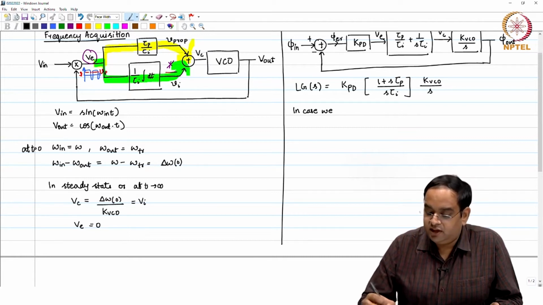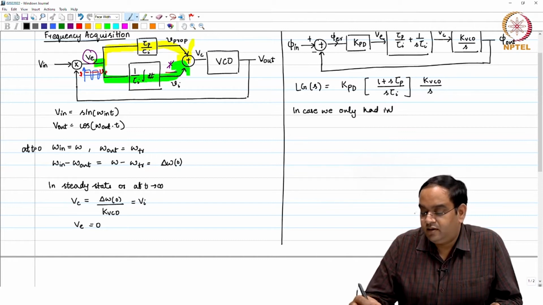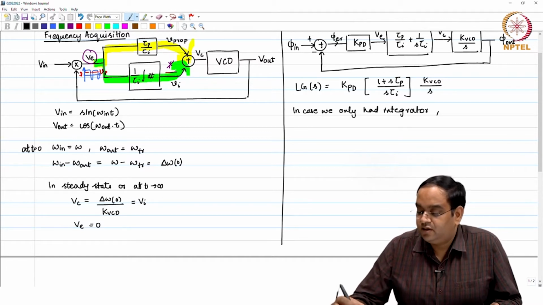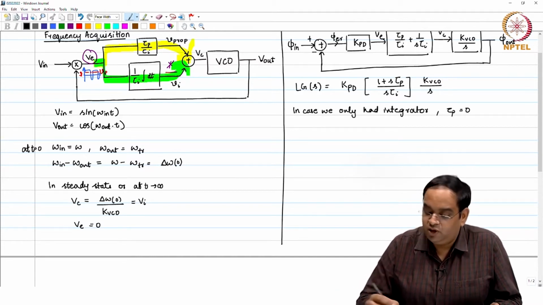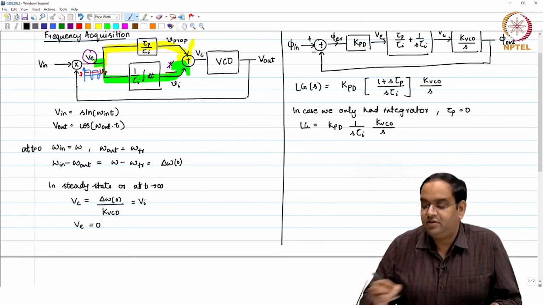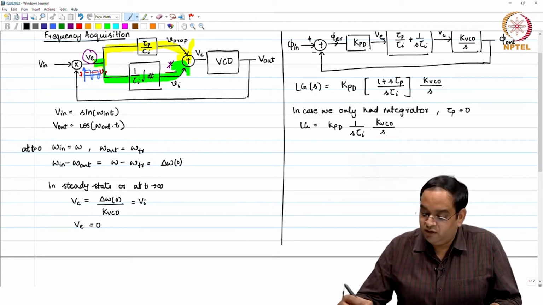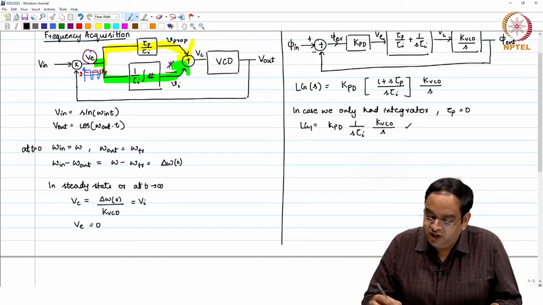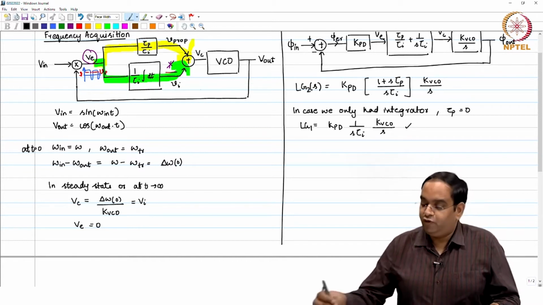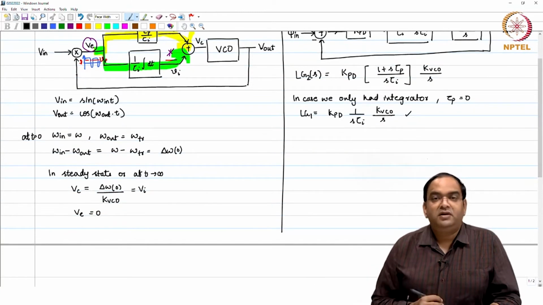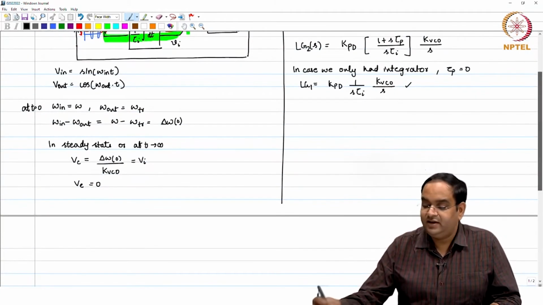we only had an integrator, which in turn means tau p is equal to 0, our loop gain would have been KPD times 1 over s tau I and k VCO over s. For this particular loop gain, let me call this loop gain 1 and this one loop gain 2. For loop gain 1, you will find that this particular loop is unstable.